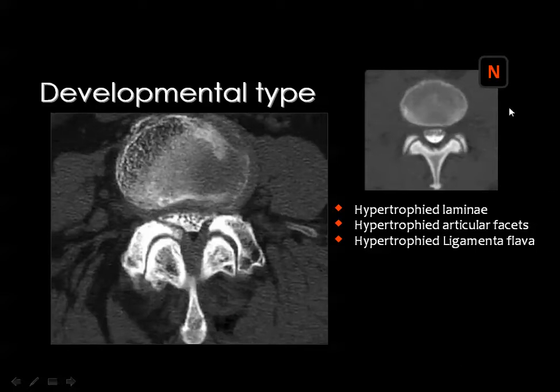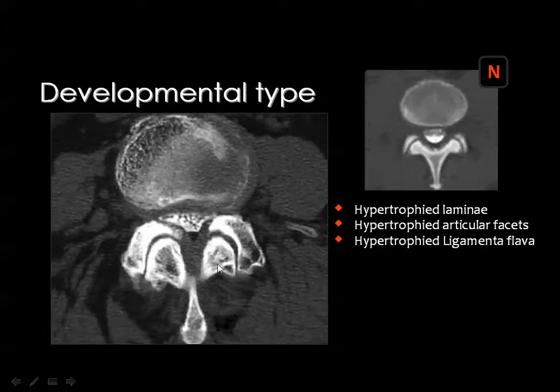And these are two cases with CT myelography of the lumbar spine, to appreciate the difference between the normal canal and the developmentally narrowed spinal canal. In the normal canal, you can see that the lamina is of usual or normal thickness, and the interlaminar angle is obtuse. The articular facets are of normal size, and also the ligamenta flava are within normal limits. But here, look in this example, and you can see the articular facet is markedly hypertrophied.